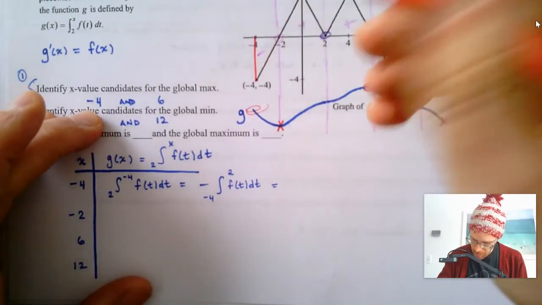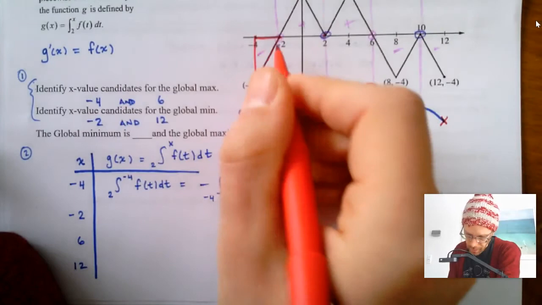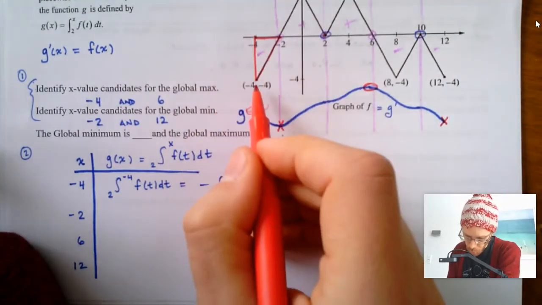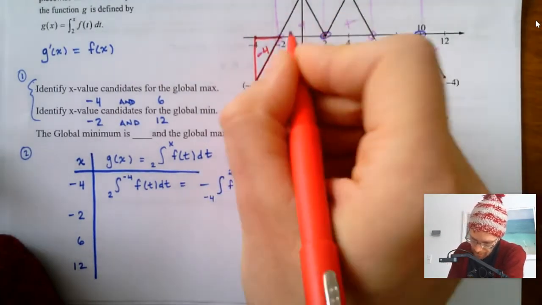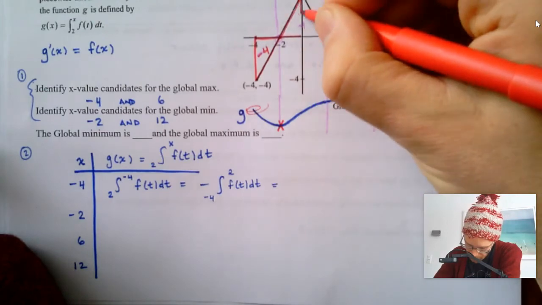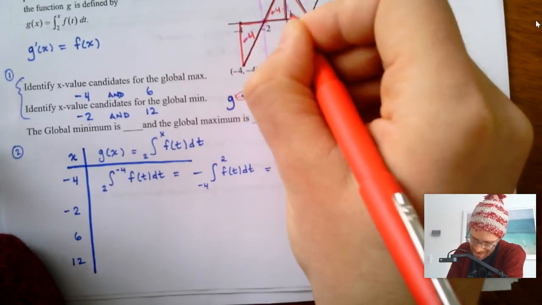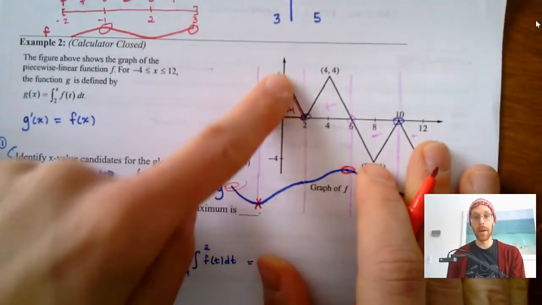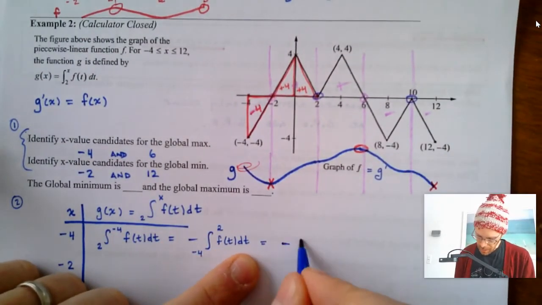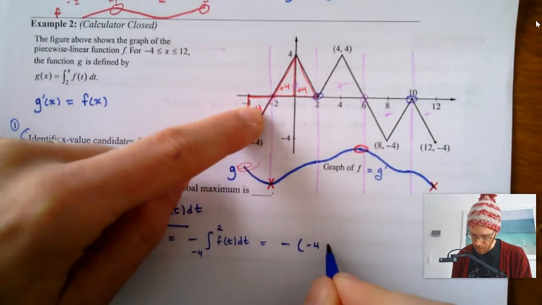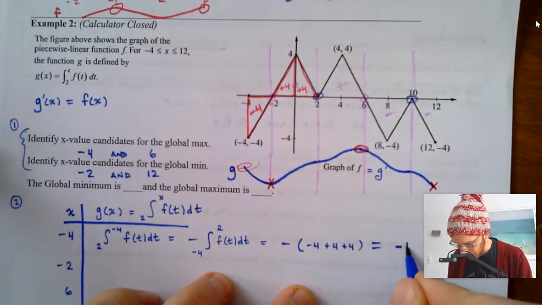Here's -4. Here's 2. I see that we've got this region, which is negative, and it has an area of 2 multiplied by 4 divided by 2. So that would give us -4. And then these are both the same area, aren't they? The triangles are the same shape. So this will be a +4 and a +4 because they're above the x-axis. So that means that this would be equal to -4 plus 4 plus 4, which is going to give us overall a -4.